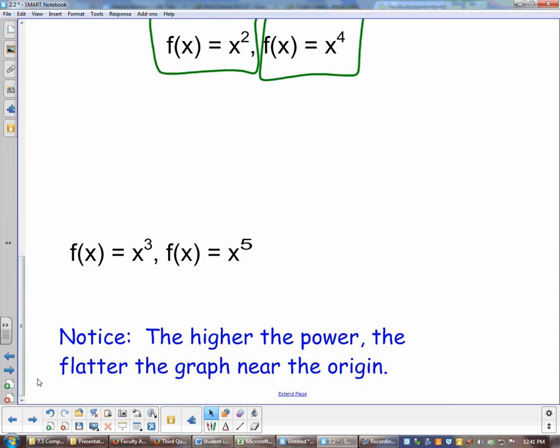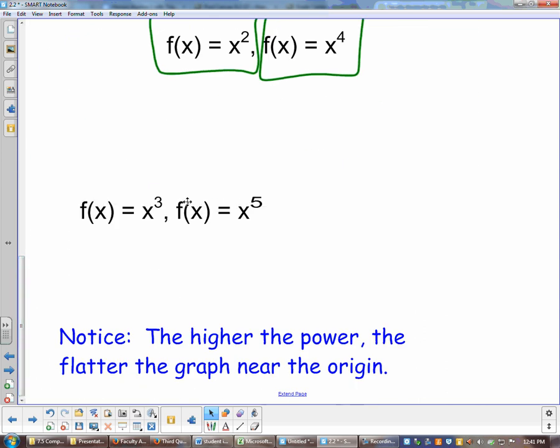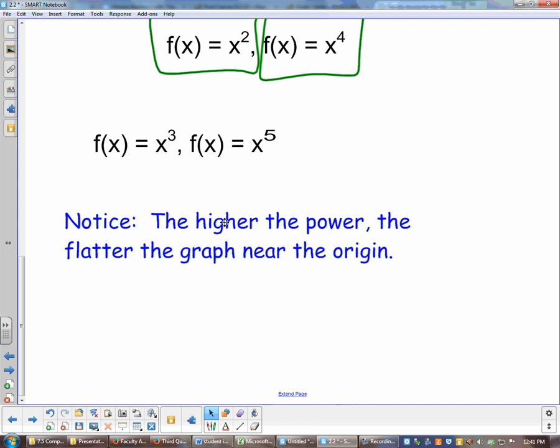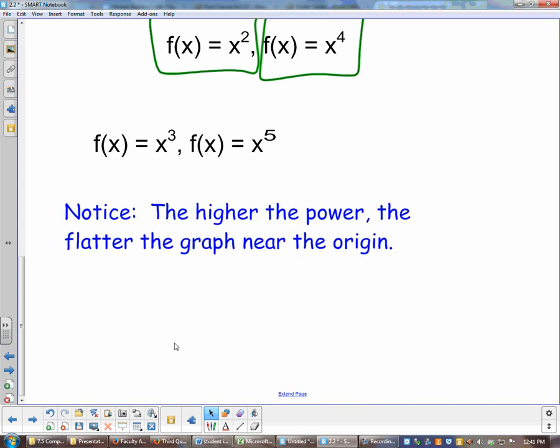All right, and notice, same thing kind of holds with x to the third and x to the fifth. If you try those, go ahead and try those on another graphs page. All right, so the higher the power, the flatter the graph near the origin.